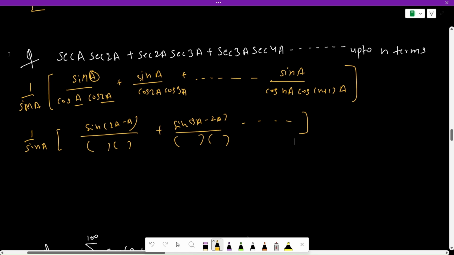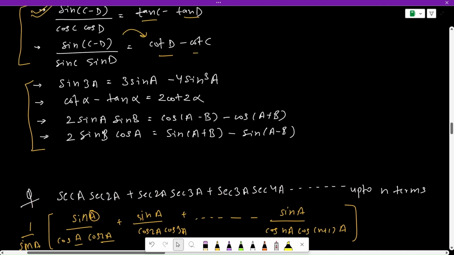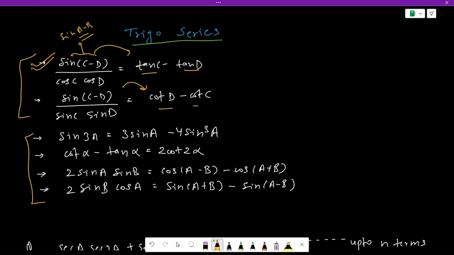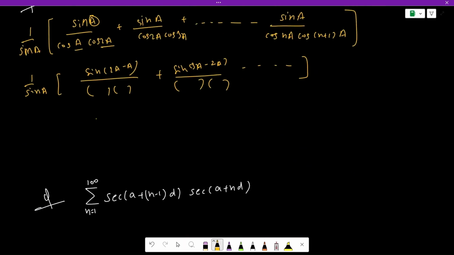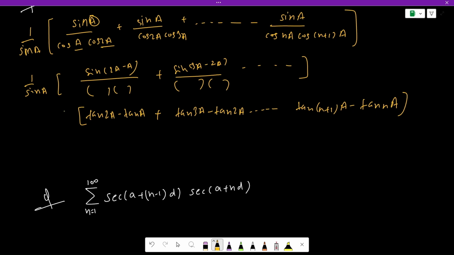Now we can just break them easily. Now how to break them? We will break sine (c minus d) over cos c cos d as tan c minus tan d, this complete term. So this will break as tan 2a minus tan a plus tan 3a minus tan 2a, and so on till tan (n plus 1)a minus tan na, and 1 by sine a.